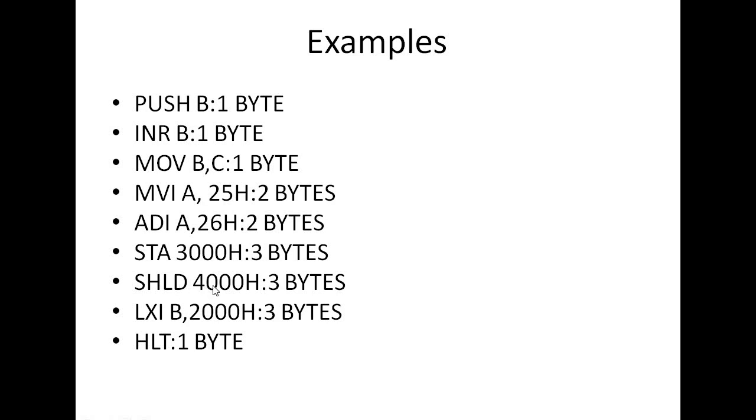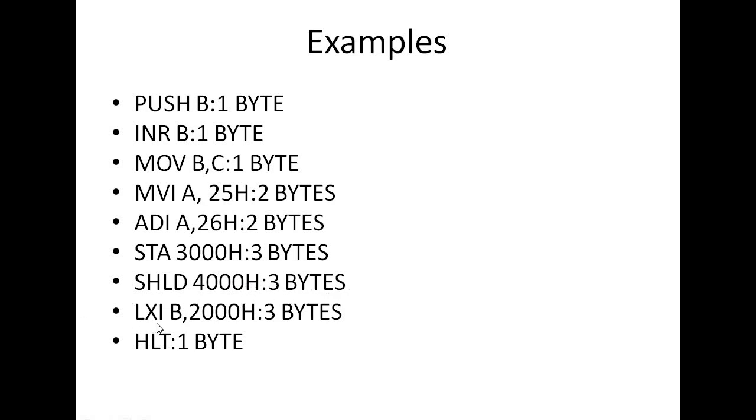Again SHLD 4000H. SHLD will have an opcode, right? Now 4000H, is this a 16-bit number or 8-bit number? 16-bit number. So 1 byte for the higher byte and 1 byte for the lower byte, 00H. So 1 byte for opcode, 1 byte for higher byte and 1 byte for lower byte, making it a 3 byte instruction.